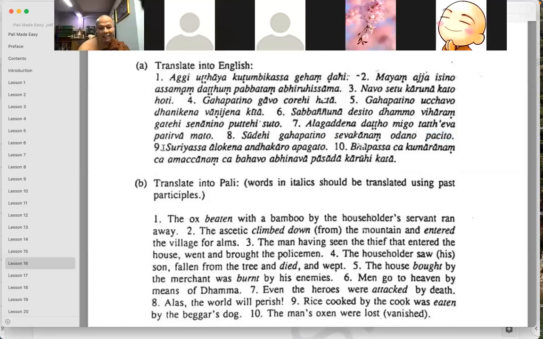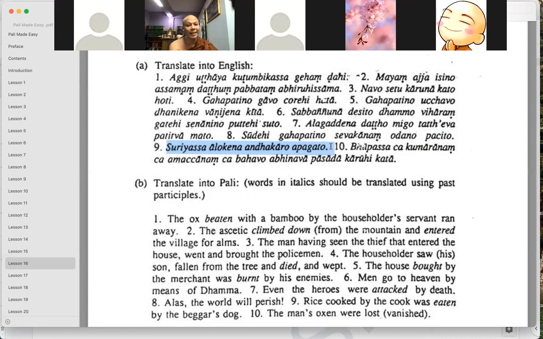And then now number 9. Sorry, Bhante. Yes. For this sentence, number 8, can we put "by the cook" at the end of the sentence? Also okay. Yeah, thanks, Bhante. And then now number 9: Suriyassa alokena andhakaro apagato. So suriya means the sun, aloka means light, andhakara means darkness. Okay.